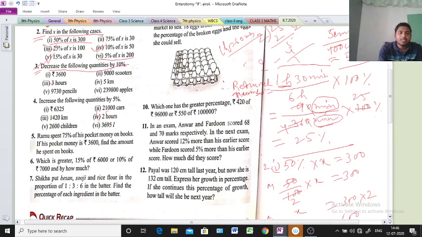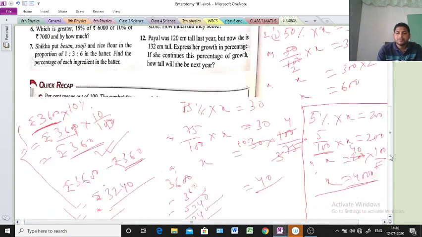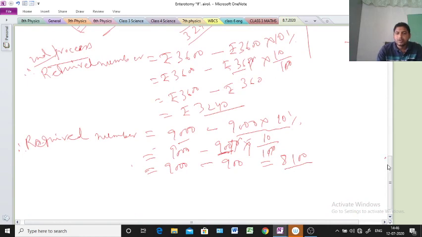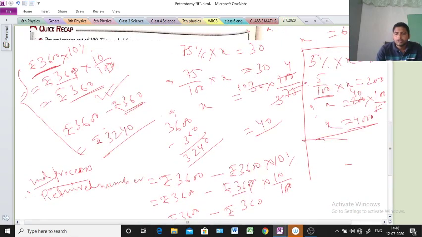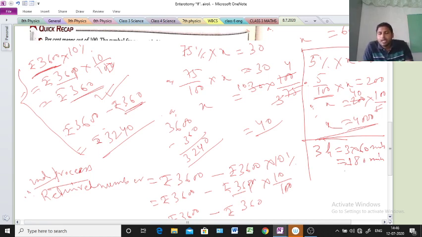Question number 3 says 3 hours is given. So 3 hours, we convert into minutes. Clear? 3 hours equals 3 into 60 minutes, that means 180 minutes, because we convert into minutes. Otherwise a fraction will come, and that is the problem. So that's why we convert hours into minutes. So 3 hours equals 180 minutes.